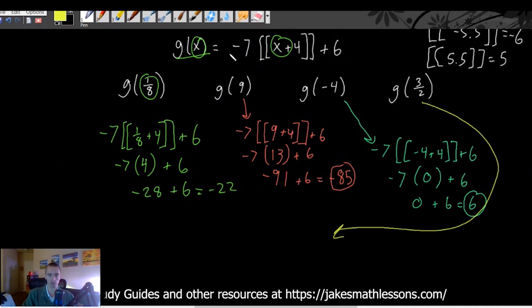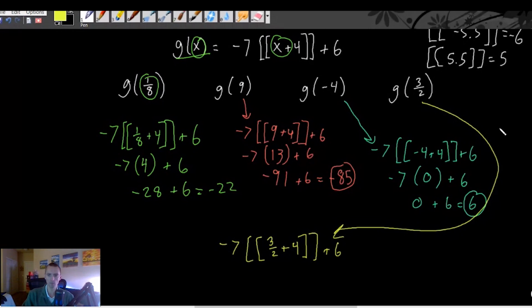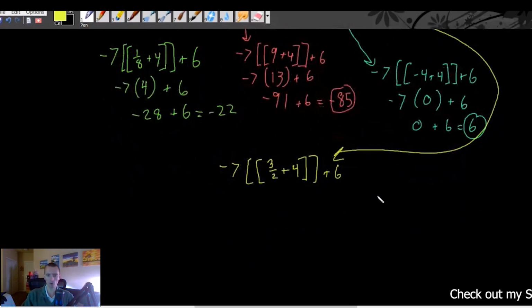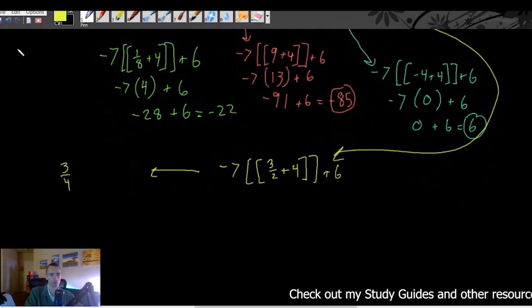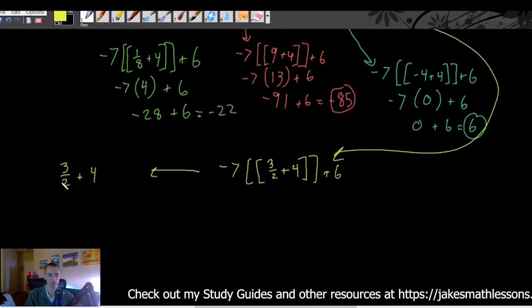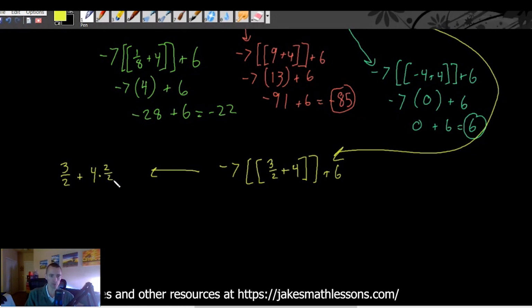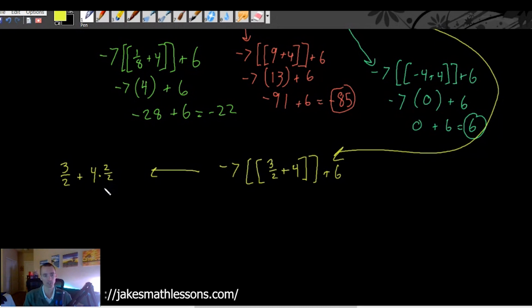So that'll be, again, just going to here, replacing our x with whatever's in the parentheses here. We're going to get negative 7 times the step of 3/2 plus 4, plus 6. Okay, so now 3/2 plus 4, let's kind of just draw that off to the side here. Whenever you're adding fractions, you always want to get a like denominator. So we want to get a like denominator of 2 here. So we would want to multiply 4 by 2 over 2, because multiplying something by the same number divided by the same number is just multiplying it by 1, which doesn't change its value.